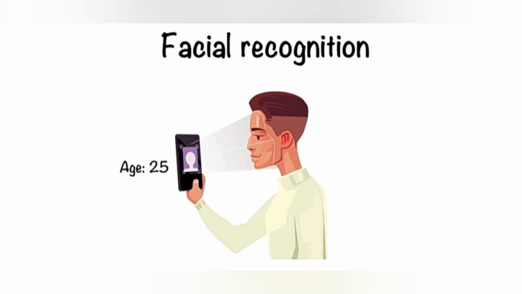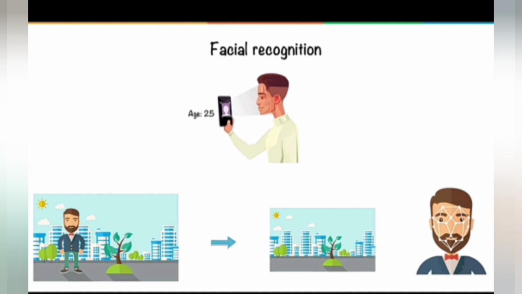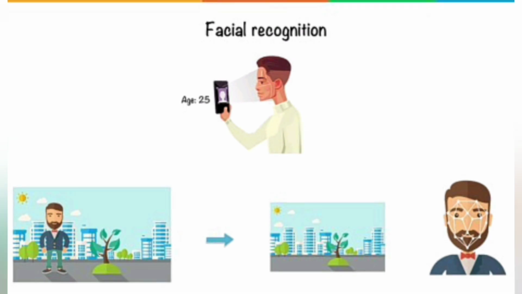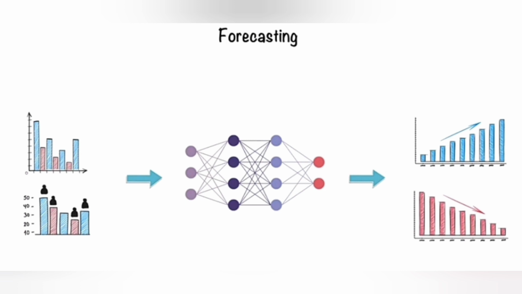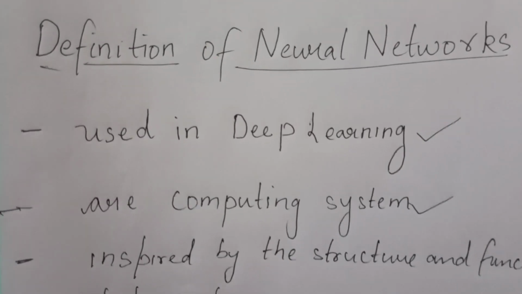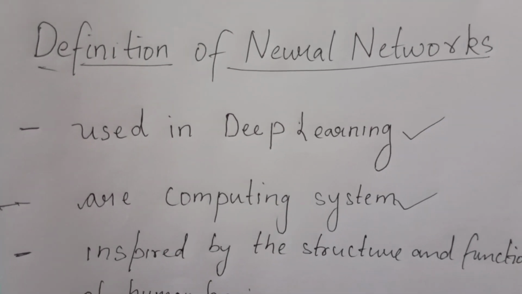It can be used to predict the age of a person based on facial features. First, differentiating face from background and coordinating lines and spots on the face to a possible age. Our smartphones have these features. Next is forecasting. Neural network can be used for predicting the possibility of rainfall. Now let's see the definition of neural network.